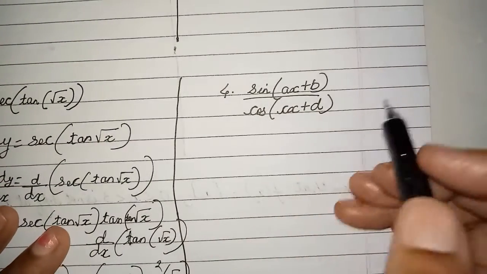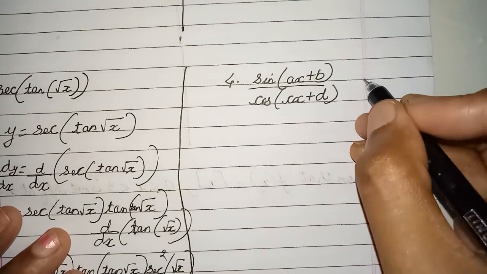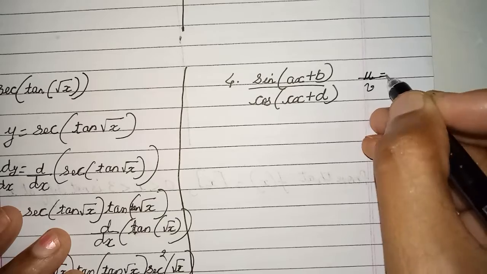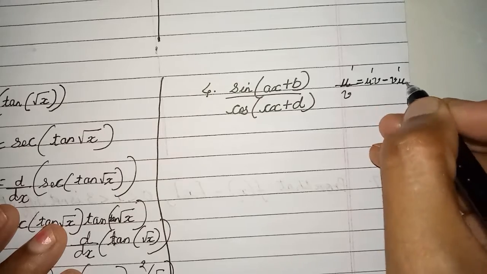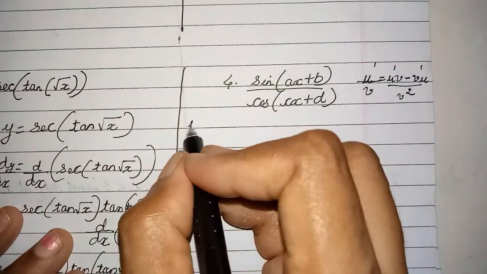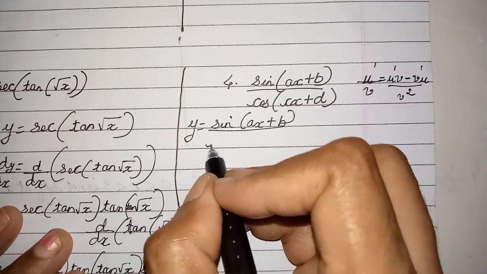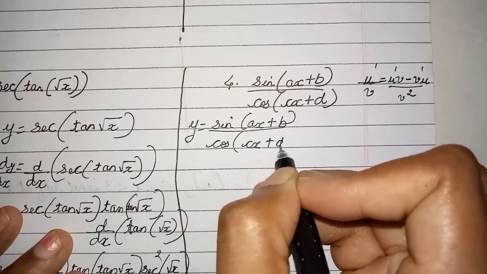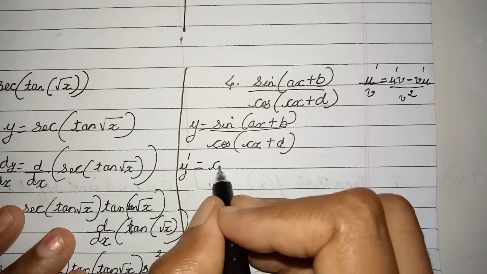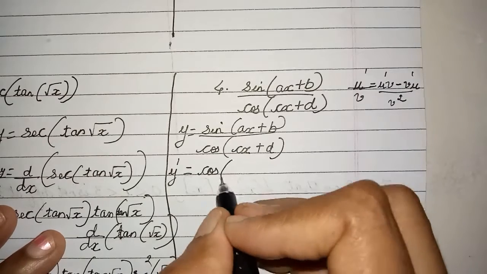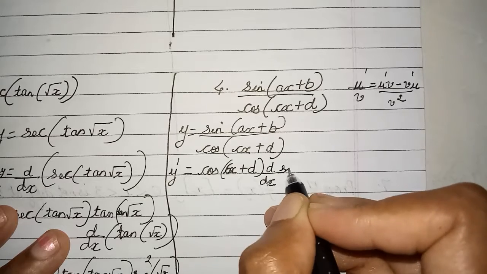Now next one, sine of ax plus b upon cos of cx plus d. We are going to use the formula for u by v. What is the derivative of u by v, children? It is u dash v minus v dash u upon v square. So let us write y equal to sine of ax plus b upon cos of cx plus d. Now dy by dx will be: you keep your v as it is, cx plus d, and you take the derivative of your u.